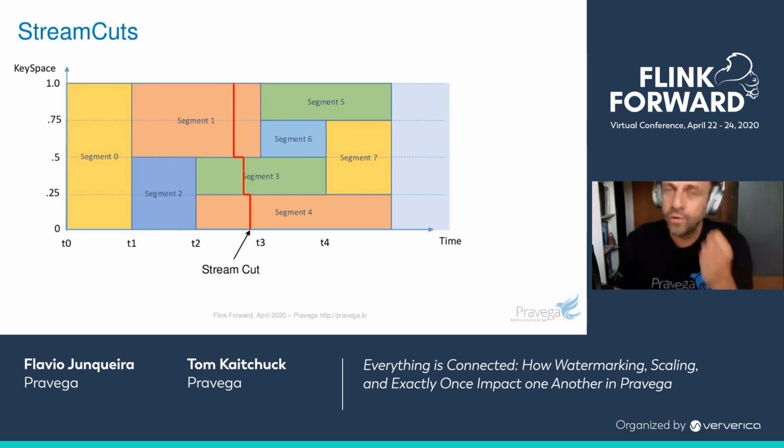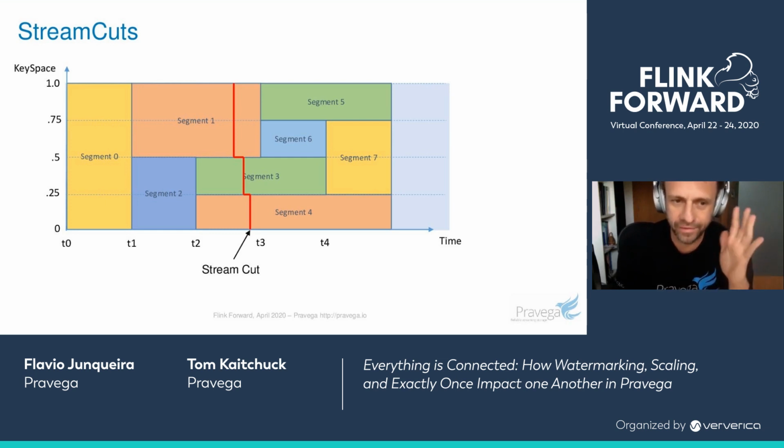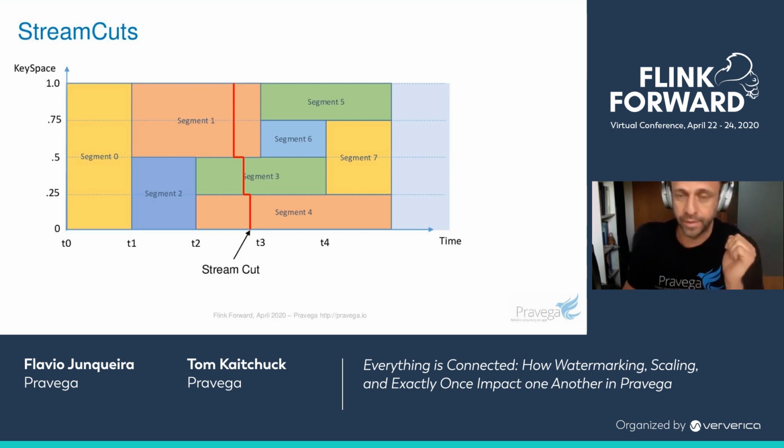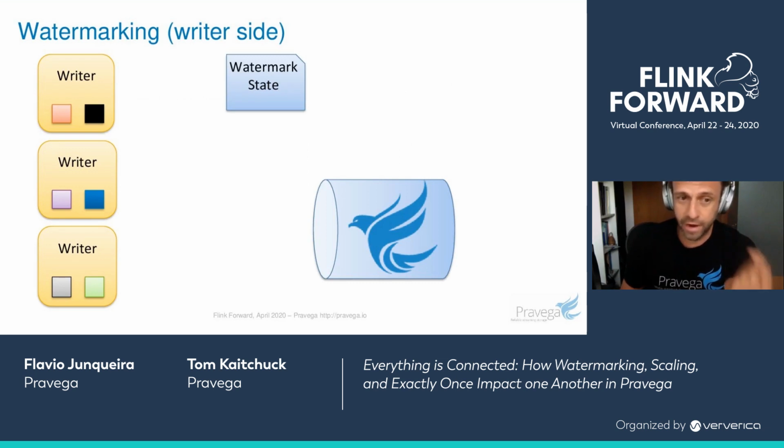Because of that, we need some notion of a position in the stream, and we call that a StreamCut, which you can think of as a vertical cut of segments of a stream. You're spanning a set of segments, and that gives you a collection of offsets for the segments, and that collection gives you a position in the stream. So the StreamCut is a position in a stream. Now let's see how that's useful for watermarking.